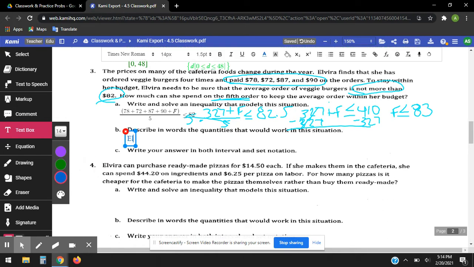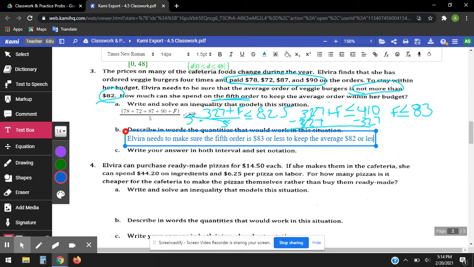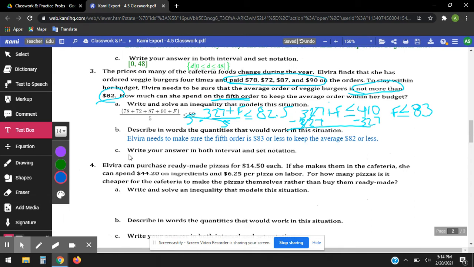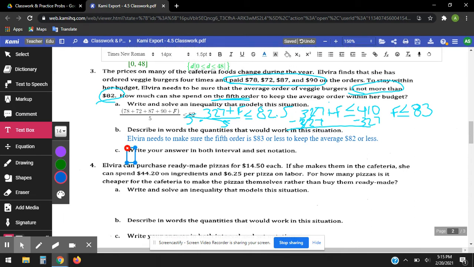Describe in words. Elvira needs to make sure the fifth order is $83 or less. That will keep the average 82 or less. All right. Write our answers in interval and set notation.